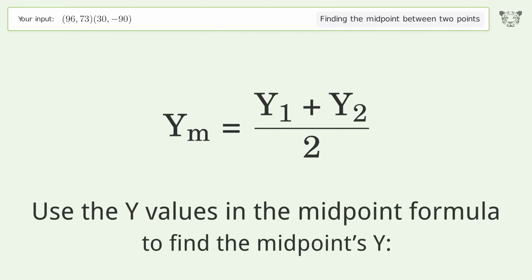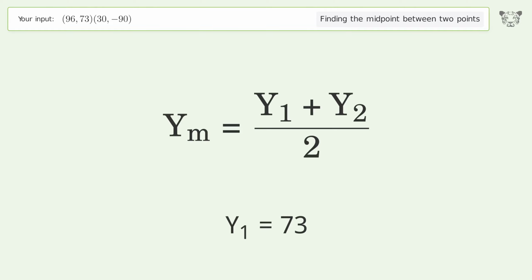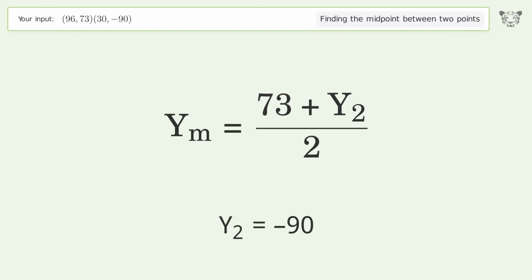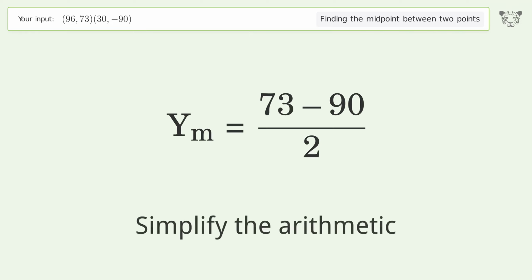Use the y values in the midpoint formula to find the midpoints y. y1 equals 73. y2 equals negative 90. Simplify the arithmetic.